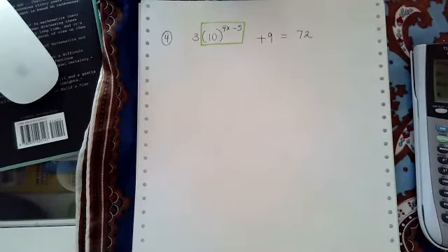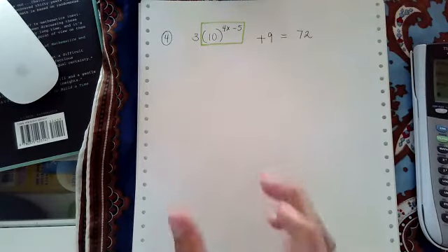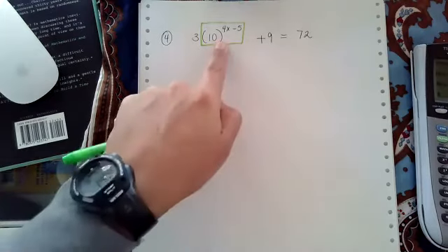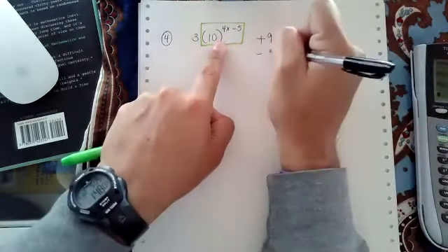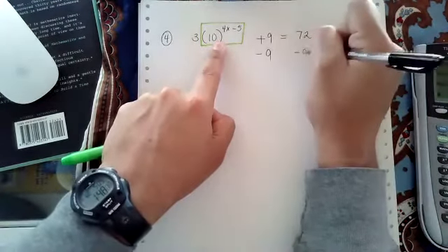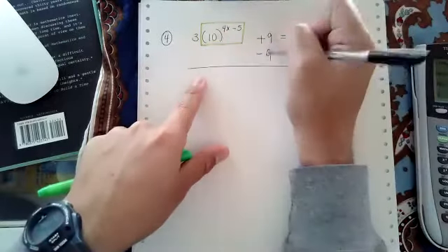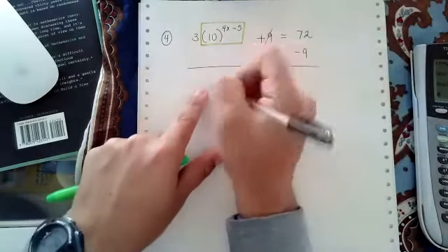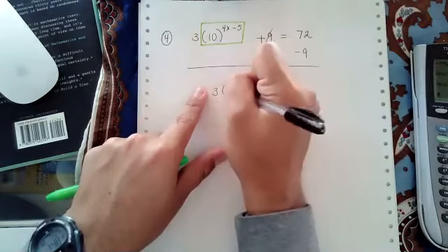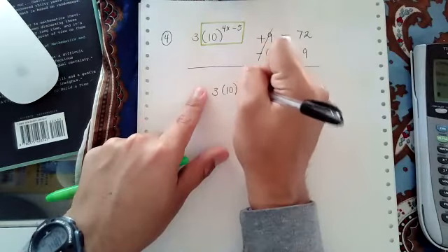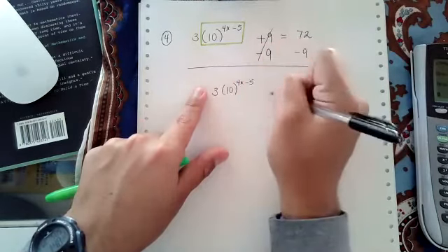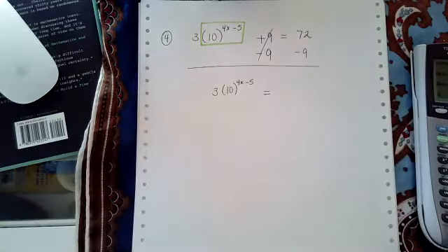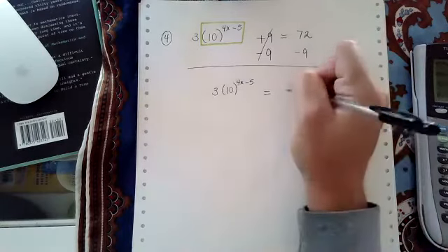So the easiest operation we can do to start isolating that term is just to subtract the 9 over to the other side. So we'll be left with 3 times 10 raised to the 4x minus 5. And that's equal to, well, whatever 72 minus 9 is, 63.